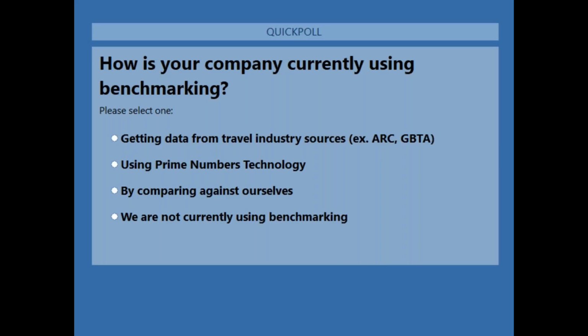So let's get into a poll that we would like you all to help us answer, so all the attendees. So go ahead and respond to the question of how is your company currently using benchmarking? And so you have some options there. One is that you get data from travel industry sources. So maybe you're using ARC or GBTA or some other organization to get that information. Maybe you're using Prime Numbers via your client services manager. Others might be comparing against yourself, or maybe you're not using benchmarking at all. So let's go ahead and get some responses. So take your time there and fill in the box, and then Taylor will share with all of us the results as soon as we have enough responses.